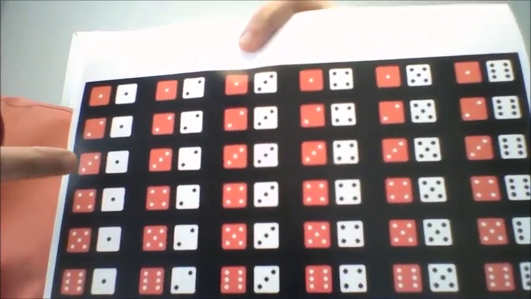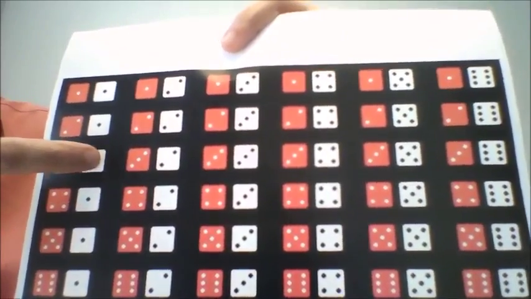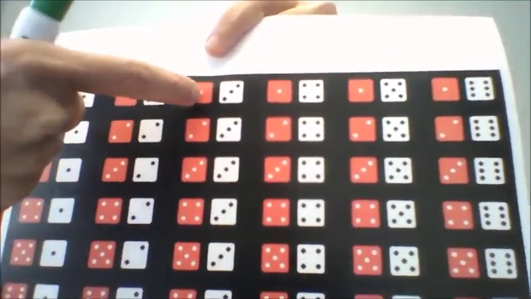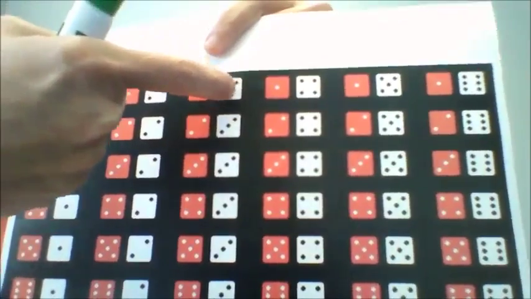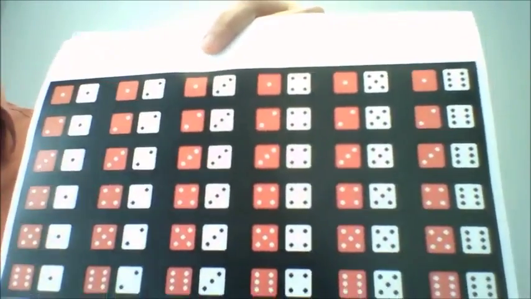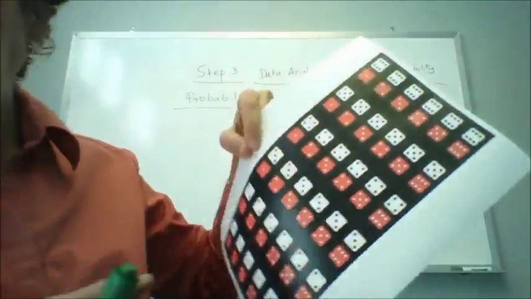Then you look at it here. So I can get a 3 on the red die, 1 on the white die, or 2 on the red die, 2 on the white die, or 1 on the red die, 3 on the white die, right? So there are 3 possible ways I can exactly get a sum of 4, okay?